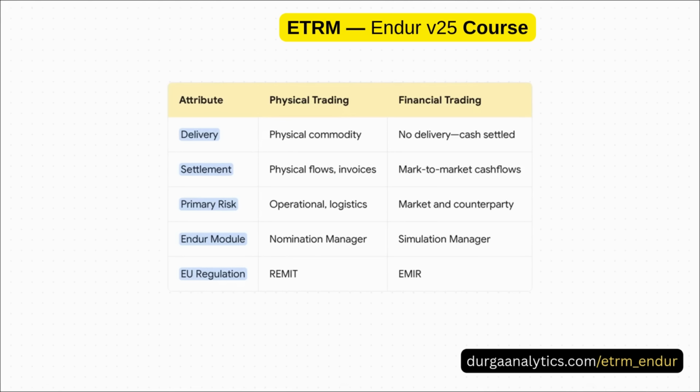I mean, just look at this table. The key modules in Endur are different. Nomination Manager for physical, Simulation Manager for financial. Even the regulations are totally separate. You've got REMIT for the physical flows and EMIR for the financial derivatives. The entire system has to be architected to handle these two completely distinct paths right from the very beginning.